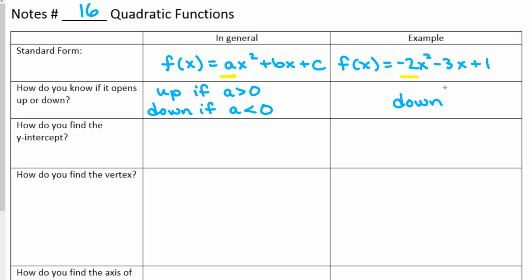How do you find the y-intercept? Well, the answer to that question is the same no matter what kind of function you're talking about. You always plug in 0 for x if you want to find the y-intercept. So we let x equal 0 and solve for y. And then give your answer as an ordered pair.